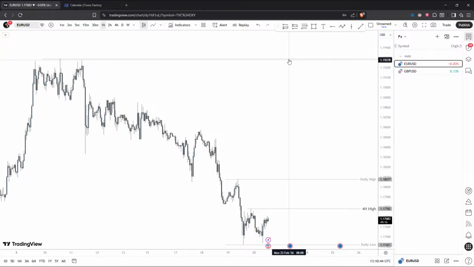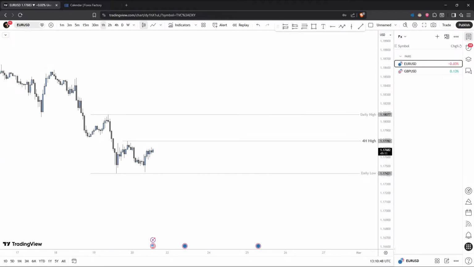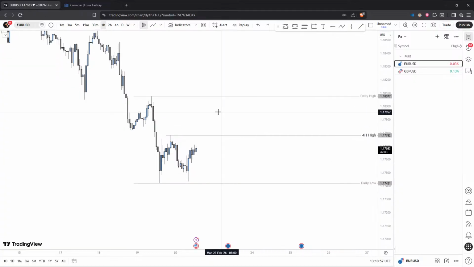The reason why I like to declutter: I do like to draw up my charts a lot so people can understand what I'm saying, but for my own personal trading style, I like to keep the charts as clean as possible. So we have some equal lows over here, and we have the daily low over here.